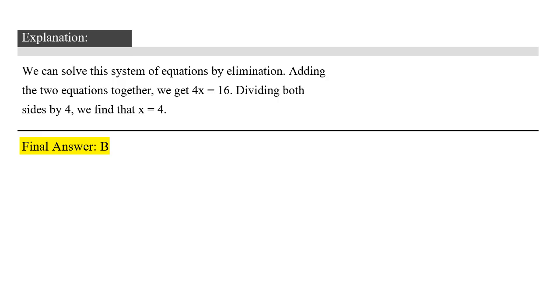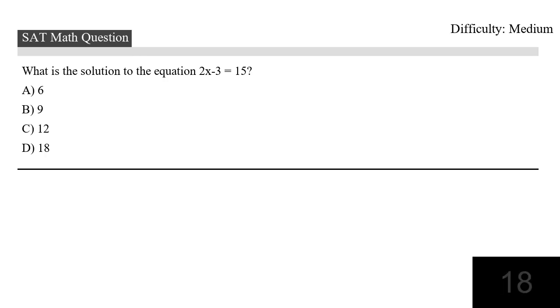We can solve this system of equations by elimination. Adding the two equations together, we get 4x = 16. Dividing both sides by 4, we find that x = 4.